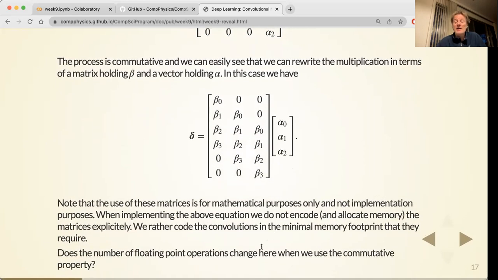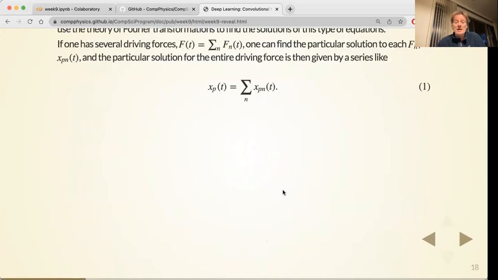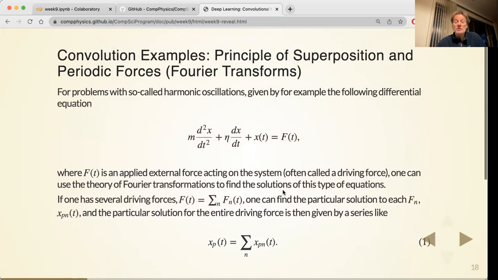And I invite you to take a look at the number of floating point operations which will be involved if you now use this more compact expression which you see here, and you simply run over those elements which are non-zero. Okay, you have other examples, and I'm not going to go through that.